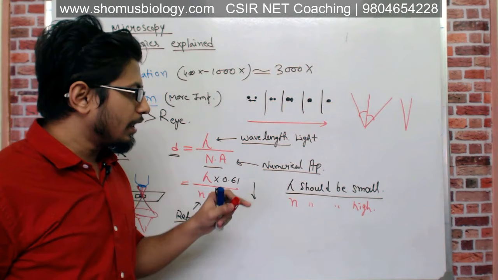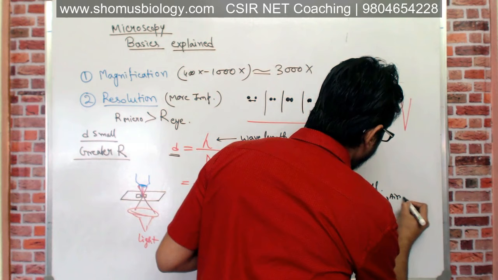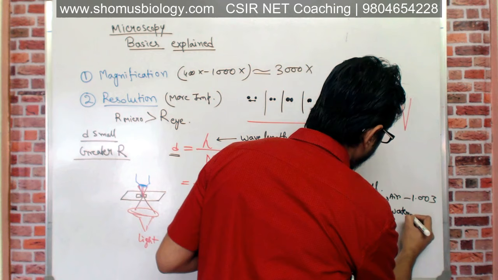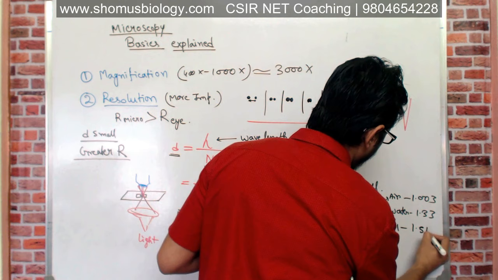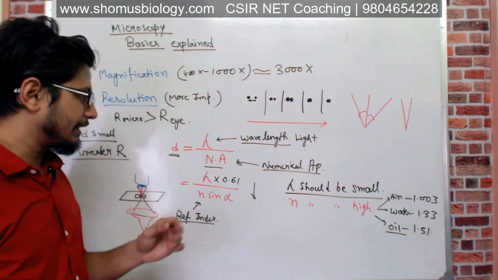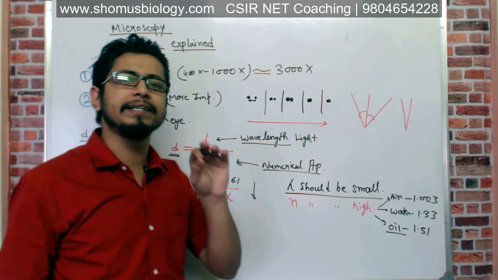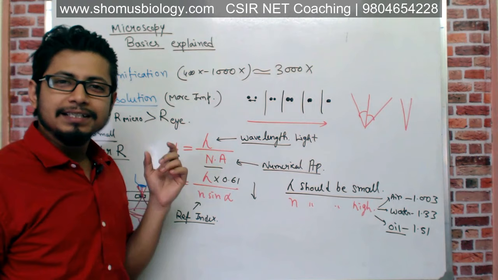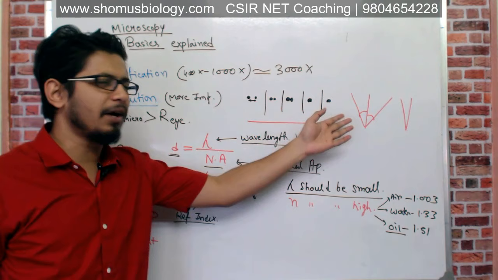And as I told you earlier, the refractive index for air is 1.003, water 1.33, oil 1.51, particularly cedarwood oil, which is used in microscopy, has a refractive index of 1.51. Okay, and then what else? Sine alpha, that means the angle at which the light is entering. So the more the angle, the less the d, the higher the resolution. So this theta or alpha, whatever you take as an angle, must be more.